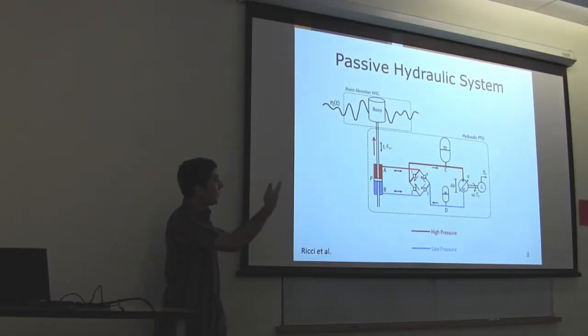In the passive hydraulic system, as the buoy is forced up, side A is pressurized and flow goes over check valves 1 and 3. As the buoy moves down, the opposite side is pressurized, and the opposite check valves are used. And so you still have a high pressure side, C, and a low pressure side, D.